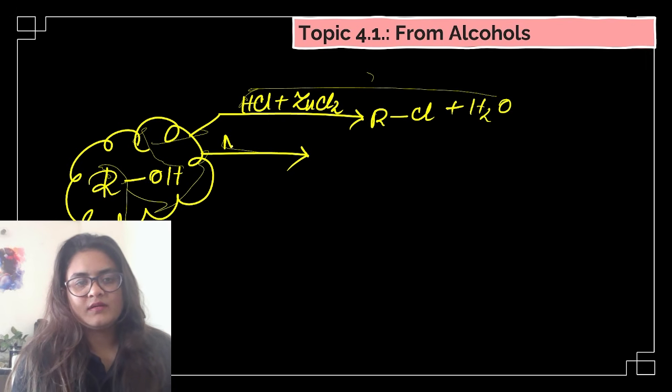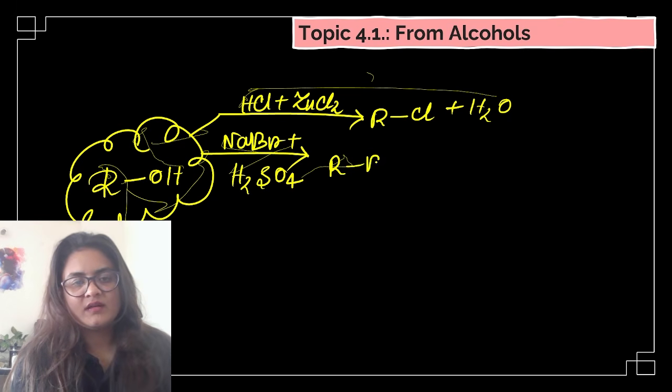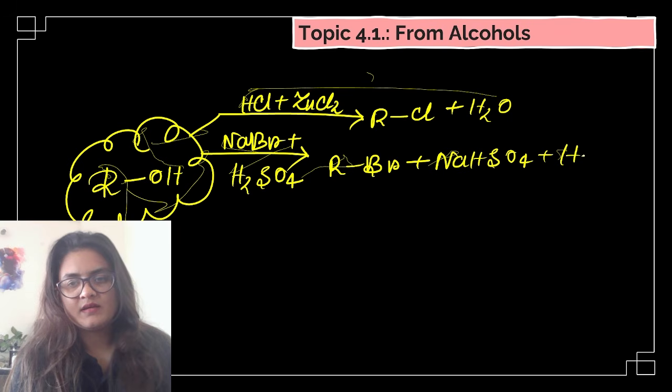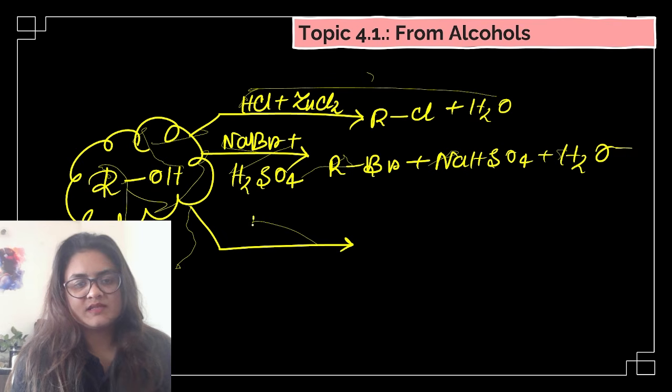I can give NaBr plus H2SO4. That will also give you RBr, along with NaHSO4 plus H2O, right? Next I can give, let's say, PX3.